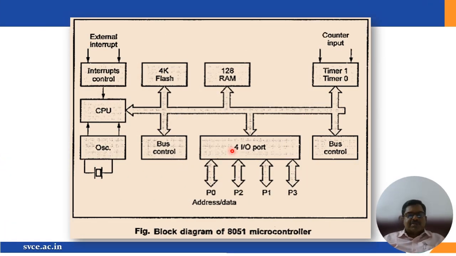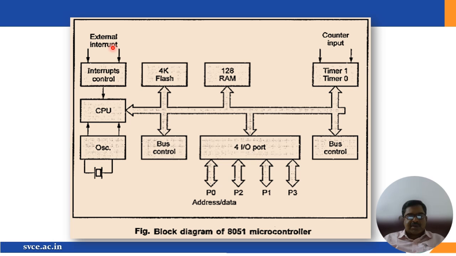So here, this is the architecture. It is simpler than the 8085 microprocessor. You have the CPU and you have the oscillator. The oscillator gives the clock signals to all the peripherals attached to the CPU, and it is generated by a quartz crystal. This oscillator is required to bring synchronization between the different peripherals attached to the microprocessor. And you have interrupt controls.